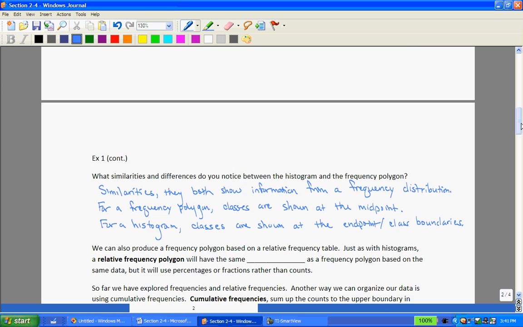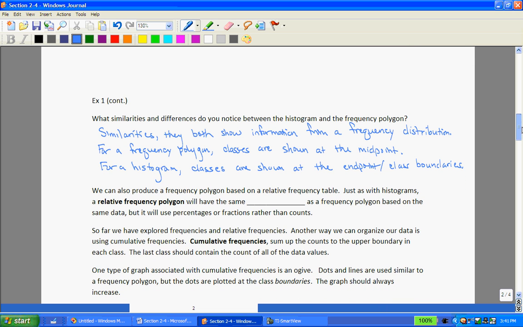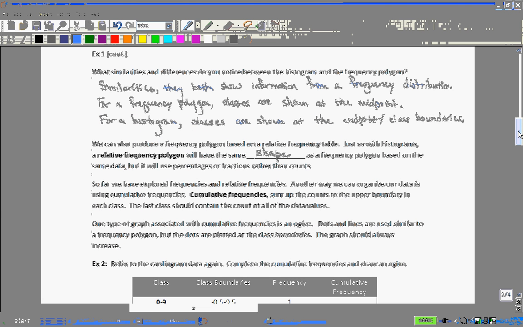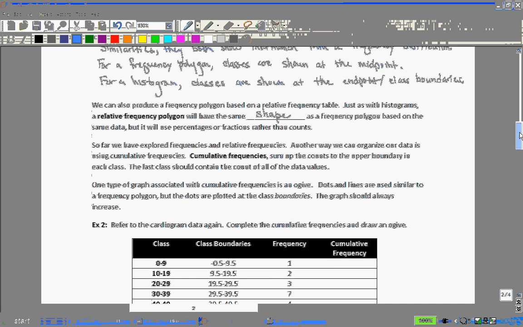Okay, and just to note, we can also produce a frequency polygon based on a relative frequency table, like we saw with a relative frequency histogram. Just as with histograms, a relative frequency polygon will have the same shape as a frequency polygon based on the same data, but it's going to use percentages just like before rather than just frequency counts. So far we've explored frequencies and relative frequencies. Another way we can organize our data is using cumulative frequencies. Cumulative frequencies sum up the counts to the upper boundary in each class. So the last class, by the time we're counting everything, should contain all of the data values.